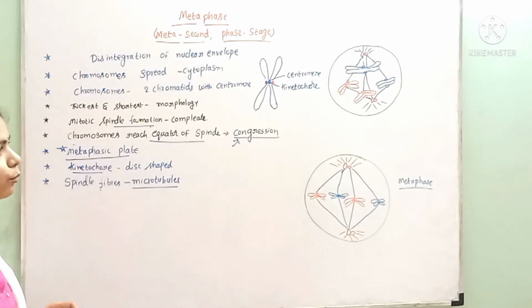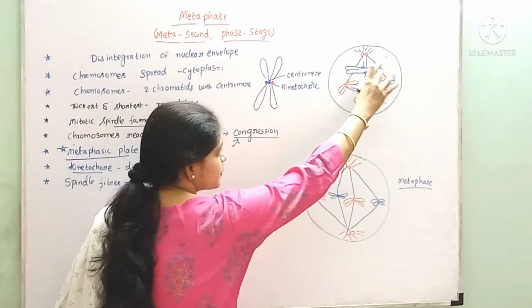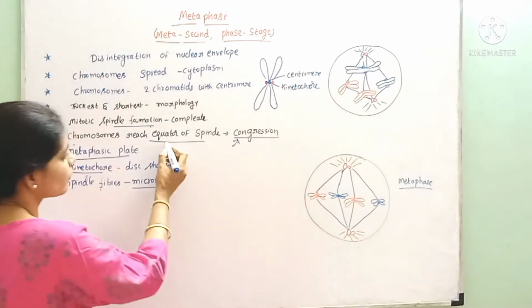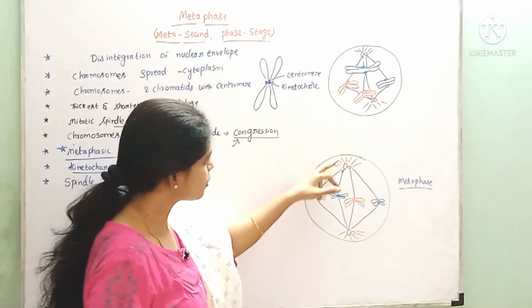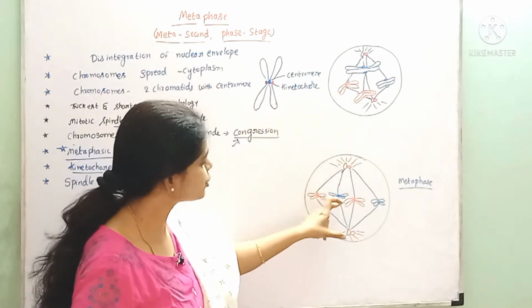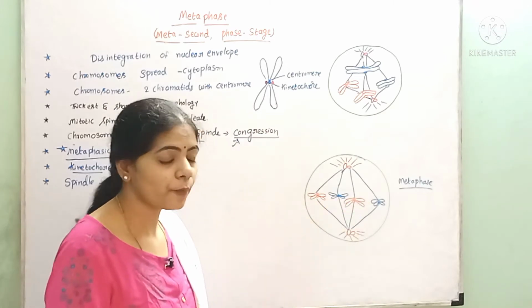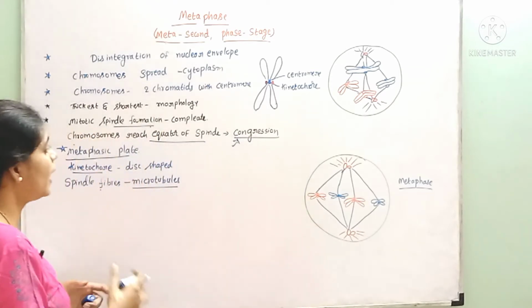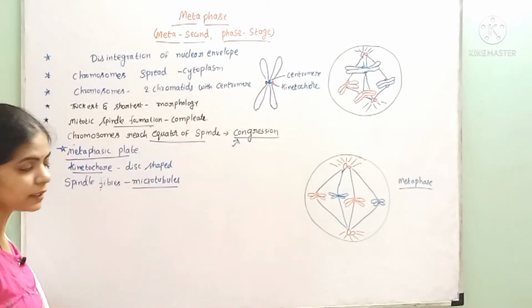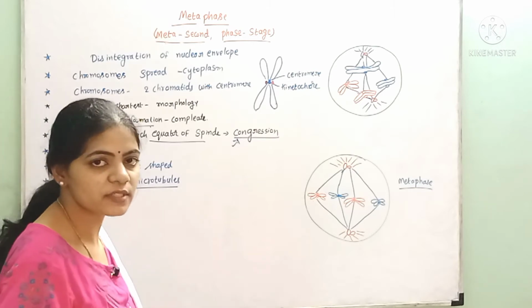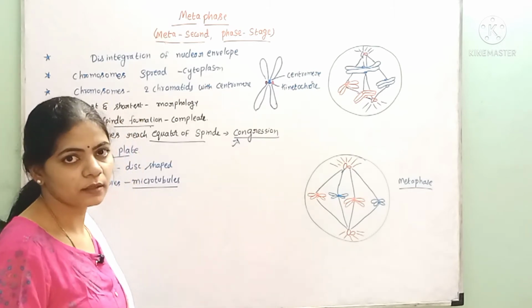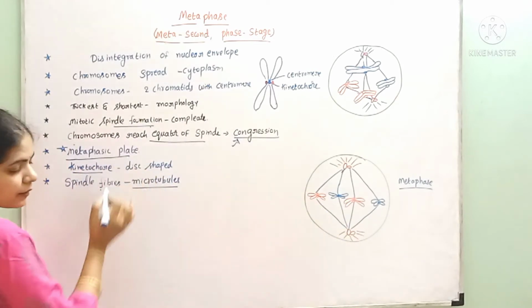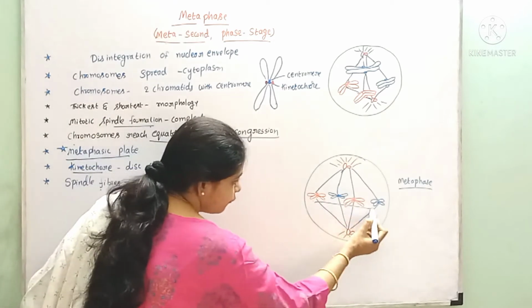Next are the chromosomes. These chromosomes are spread here, right? All these chromosomes reach the equator of the spindle. The phenomenon of all the chromosomes reaching the equator of the spindle is called congregation. And after reaching the equator of the spindle, the chromosomes align themselves at the plane of the spindle fibers at the center and form the metaphasic plate. Here the metaphasic plate is formed.